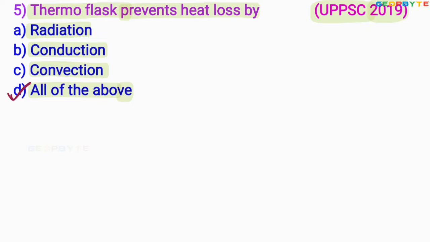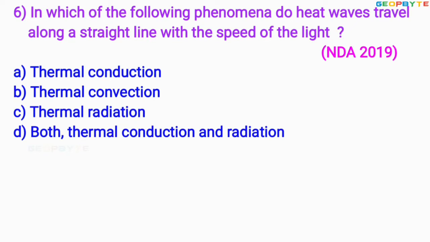I hope you clearly got my point. Let us move to the next one. Look at the sixth one asked in 2019 for NDA exam. In which one of the following phenomena do heat waves travel along a straight line with the speed of the light? Option A, thermal conduction.